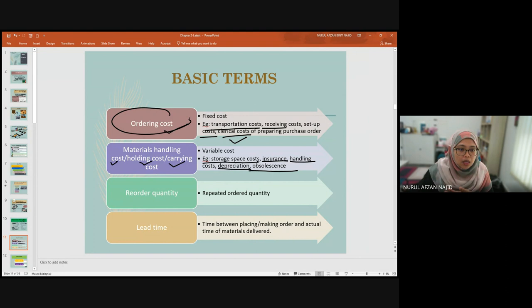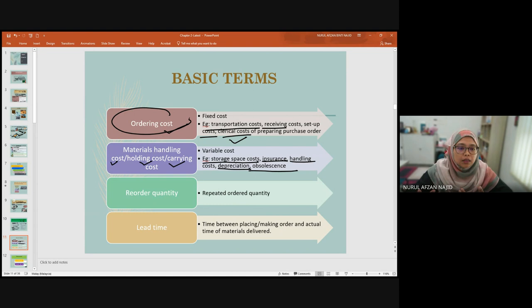So those are the example of holding cost. Holding cost, hold the barang. You just imagine, holding ni adalah barang dah sampai. So apa yang berlaku? Kita kena simpan, kita kena depreciate, kita kena bayar insurans, handle and so on. Order, kita baru nak order barang. So kita kena bayar gaji clerk untuk prepare the purchase order. Kita kena bayar transportation and so on.